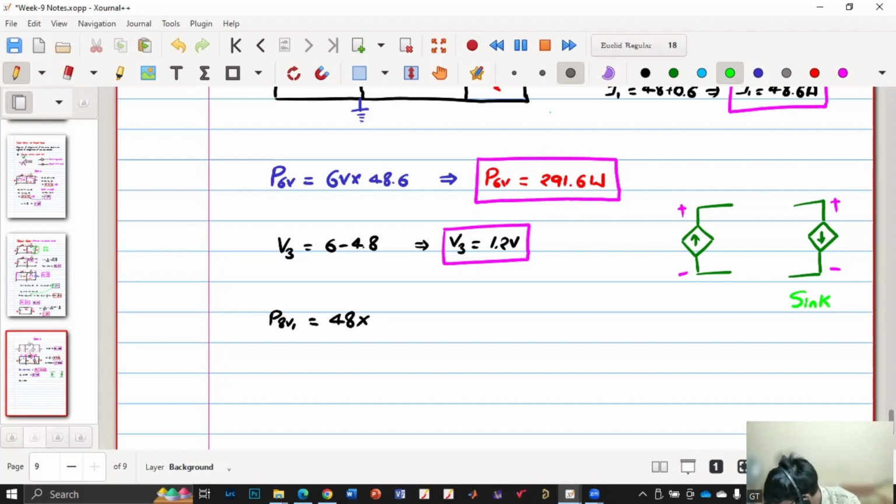Okay. So wherever the pointed end is there, if that is positive, then it is a source. Else it is a sink, right? The pointed end, like this end of the current source, wherever it is pointing, if it is positive, then it is a source. If it is not, then it is a sink. Do you agree?